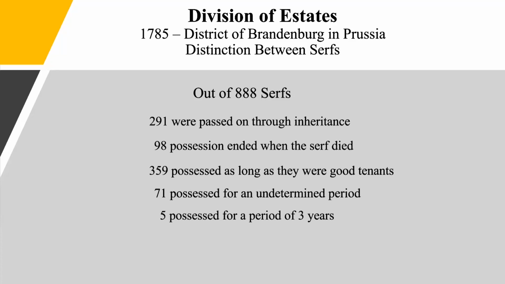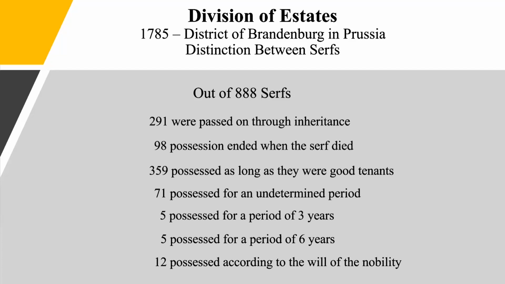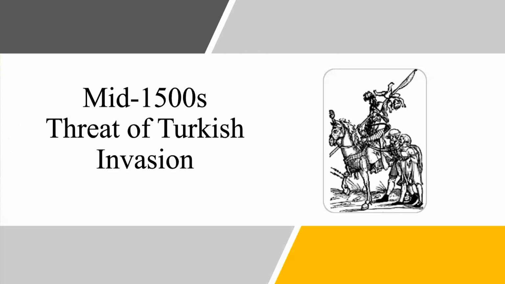5 possessed the land for a period of 3 years. 5 possessed the land for a period of 6 years. And 12 possessed the land according to the will of the nobility. Records pertaining to serfs were called Untertanen or Leibeigenschaften.